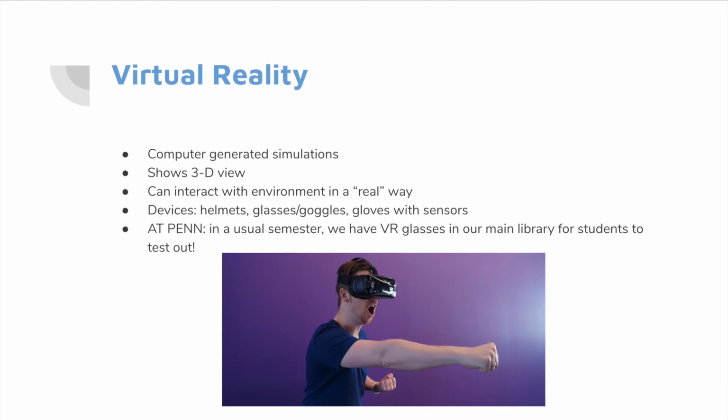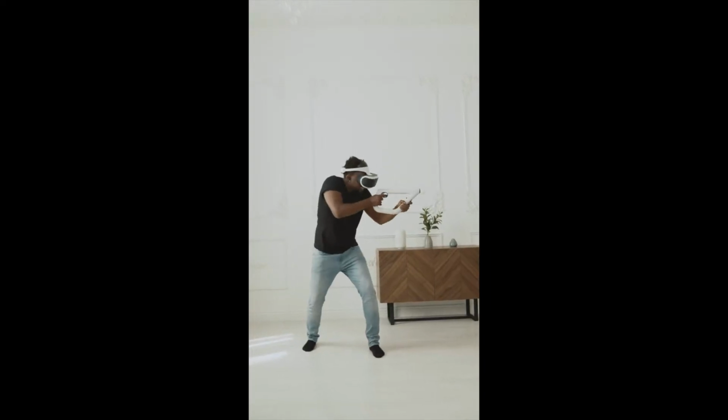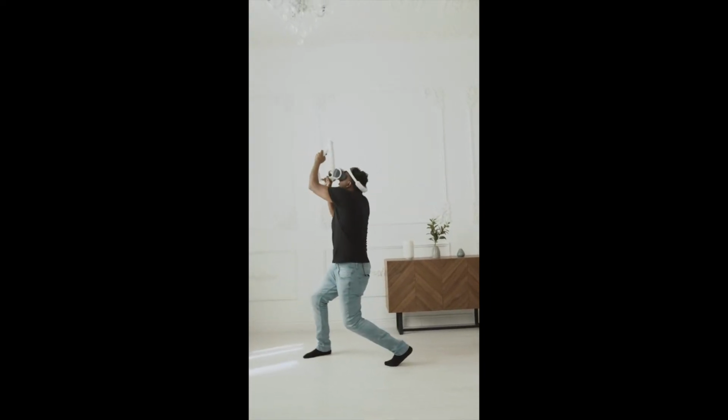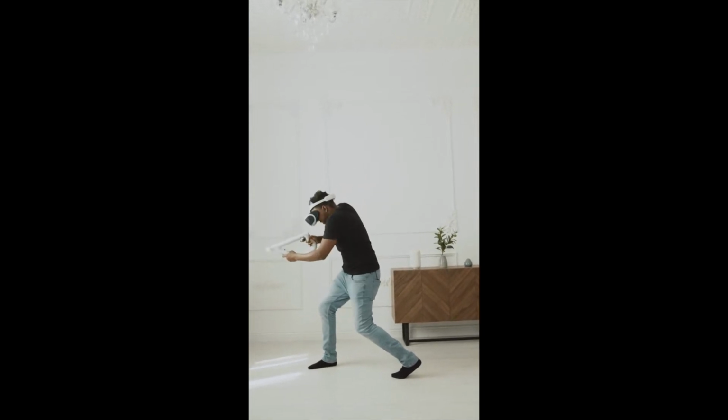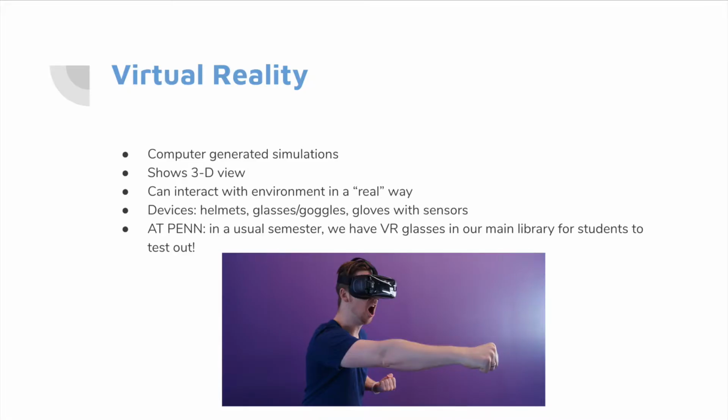Virtual reality, or VR, uses goggles to immerse the user in a 3D computer-generated simulation. With this technology, you could be riding a roller coaster, playing a tennis match, or even defending your spaceship from alien invaders, all while sitting in the comfort of your room. Within the simulation, you can interact with the environment similar to how you would in the real world, using gloves or handheld remotes that detect your motion. During a normal semester at Penn, we would have brought you to the main library to test out this VR technology for yourself.